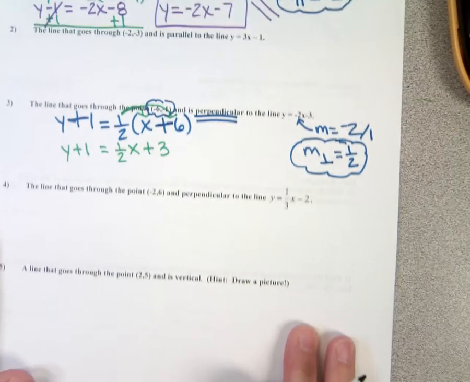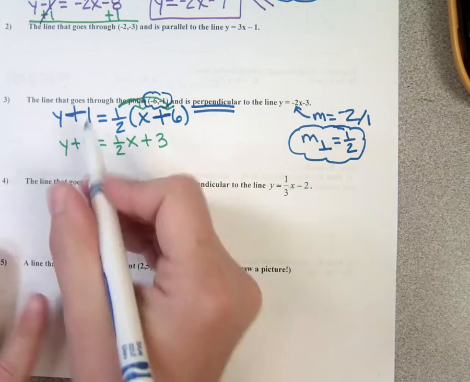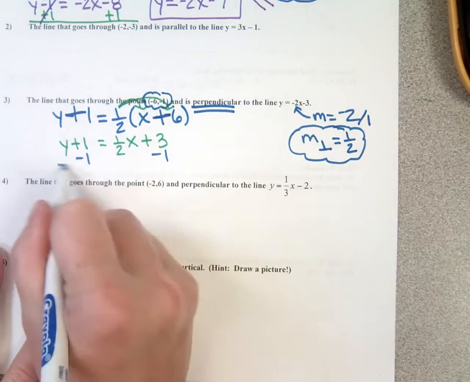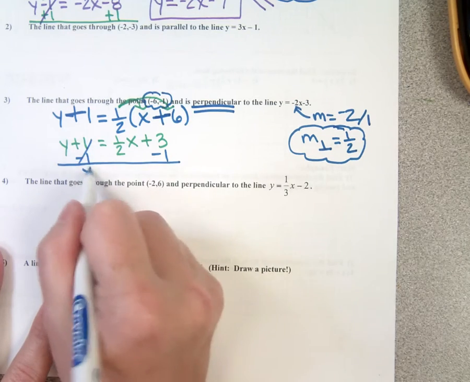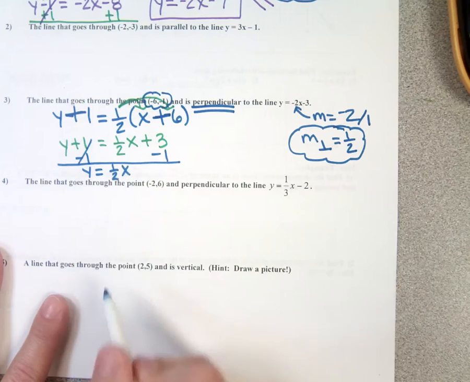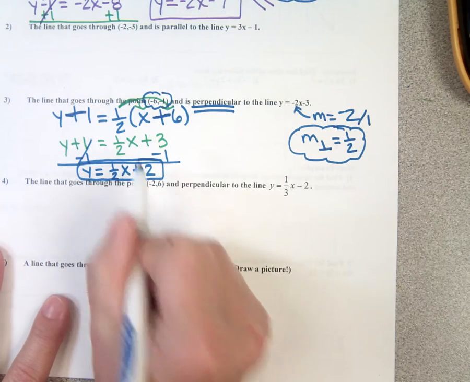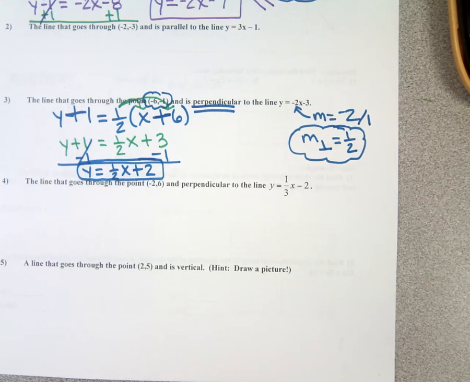And my final step, I just need to get rid of the plus 1, so how do I do that? I subtract 1 from both sides. The y drops, the equals drops, the 1/2 x drops, and how much is 3 minus 1? 2. And there's my answer. So parallel lines have the same slope as one another, and perpendicular lines, their slopes are opposite reciprocals.